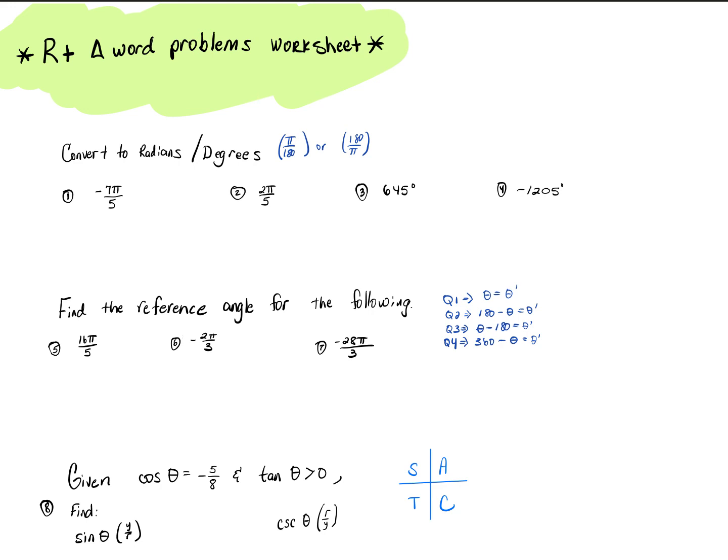We're going to start with your review from converting from radians to degrees and from degrees to radians. If you're going from radians to degrees, you're going to multiply that radian by 180 over pi. If you're going from degrees to radians, you're going to multiply the degrees by pi over 180.